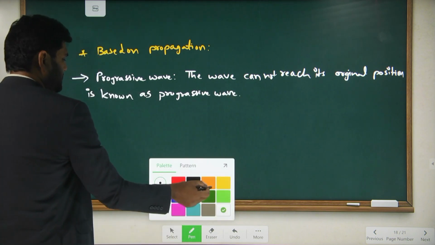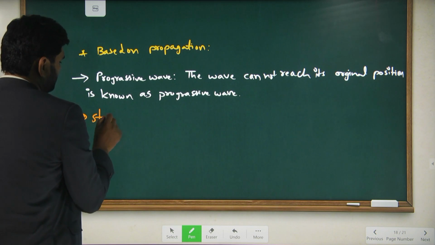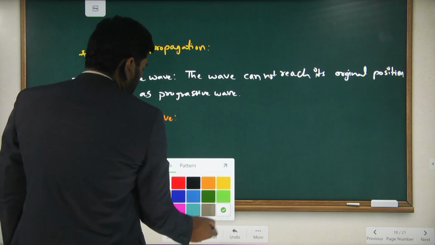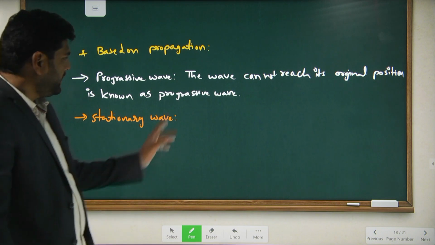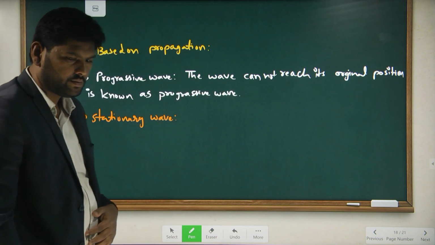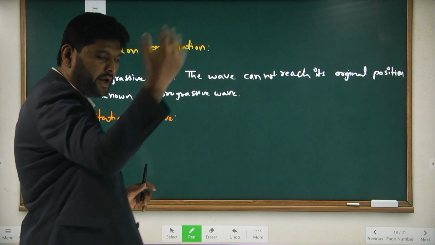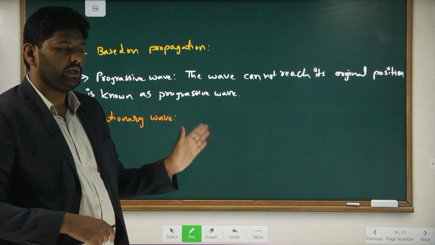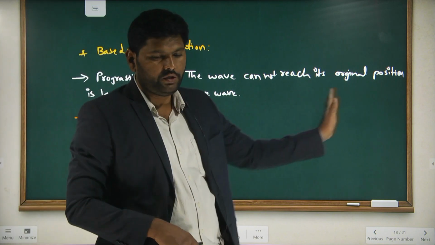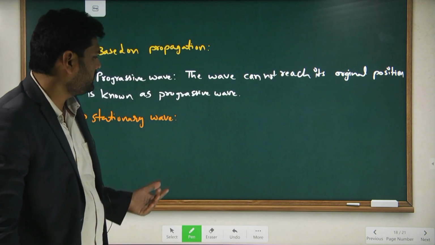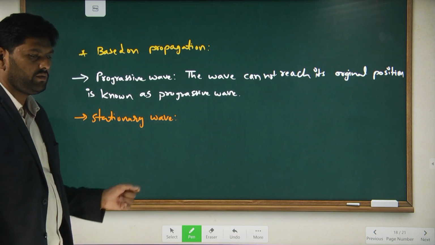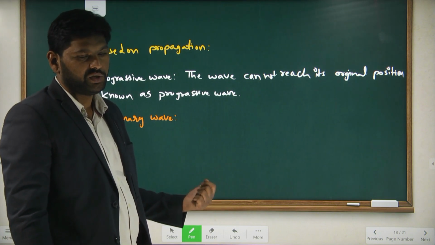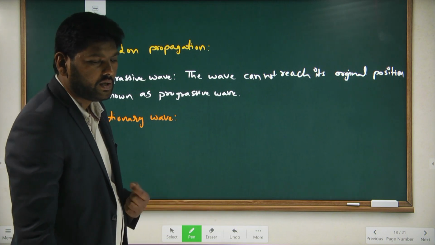Similar way, next, stationary wave. What is a stationary wave? See, the previous wave cannot reach its original position. Understand? It does not have an end. Continuously it is propagating in the medium until the wave loses its energy. But what about this stationary wave? Stationary wave is a wave that will reach its original position periodically. That kind of wave is known as a stationary wave.